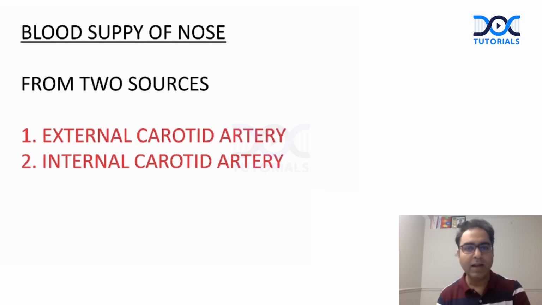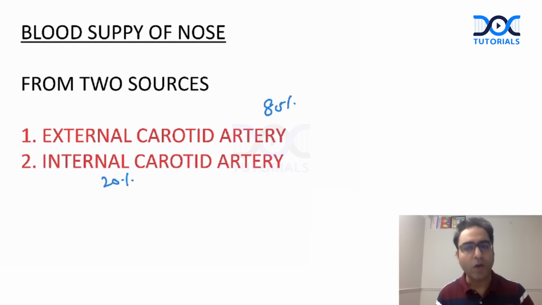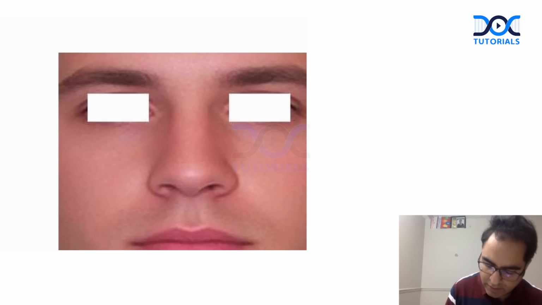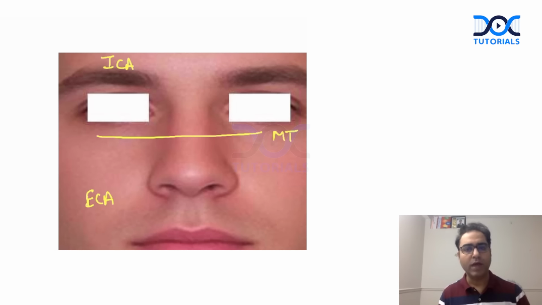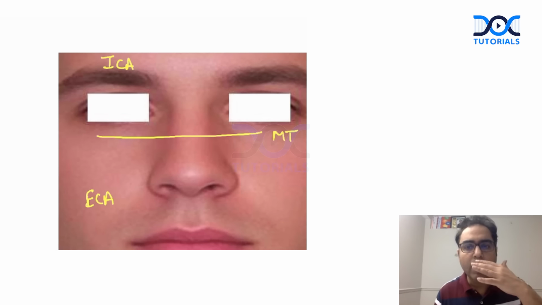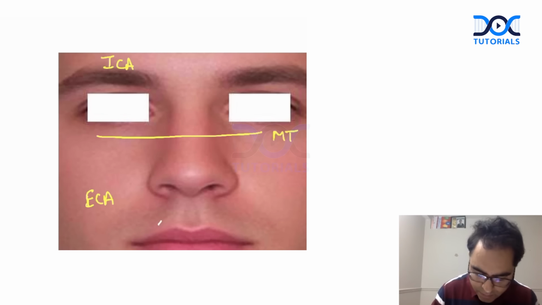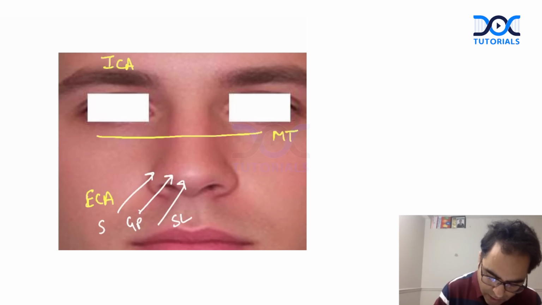And in the last segment, blood supply of the nose comes from two systems. 80% of circulation comes from the external carotid artery, 20% comes from the internal carotid artery. What is the demarcation of these two systems? Please see, the demarcation is the middle turbinate. Above the middle turbinate is the IC area, below the middle turbinate is the EC area. Okay, fine. What are the arteries of the EC? Very simple. Below the nose is what? Lip, palate. From the upper lip comes the superior labial artery, from the palate, greater palatine and sphenopalatine artery.